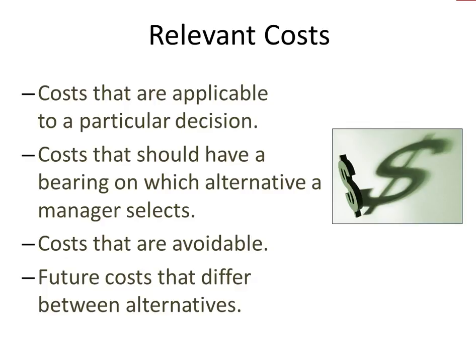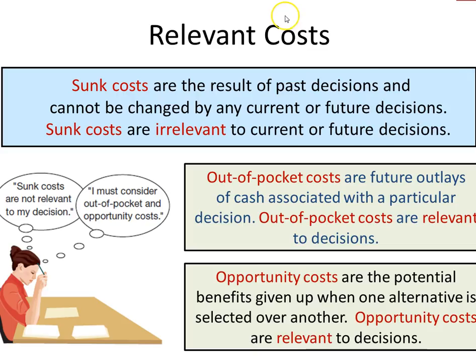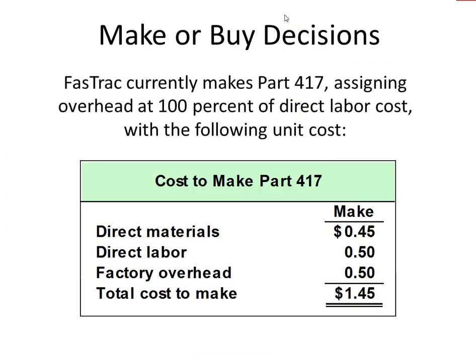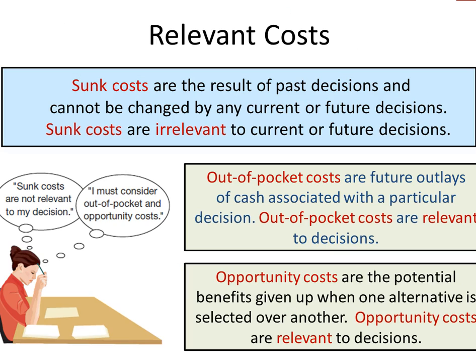And why this becomes important is sunk costs. Let me see if they have sunk costs. They don't. Oh, they do have it here. So sunk costs are the results of past decisions and cannot be changed. This is like you bought a major piece of equipment and now you can't change it. You're stuck with it. Sunk costs are irrelevant to future decisions because you can't change them.